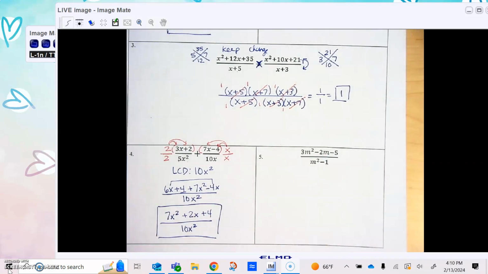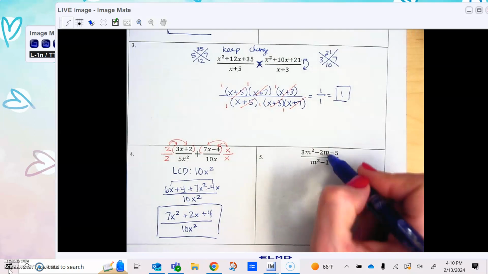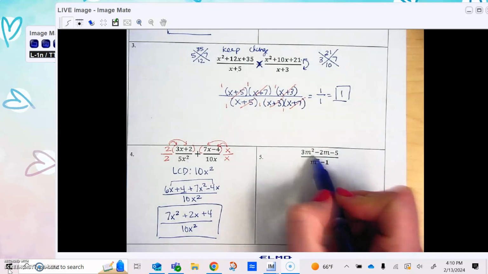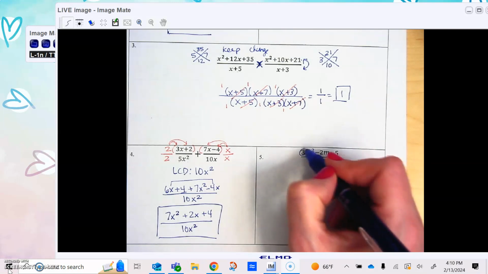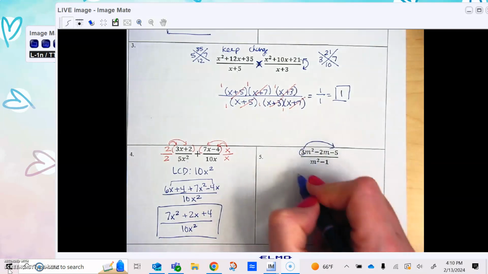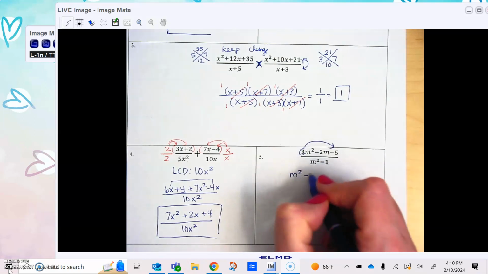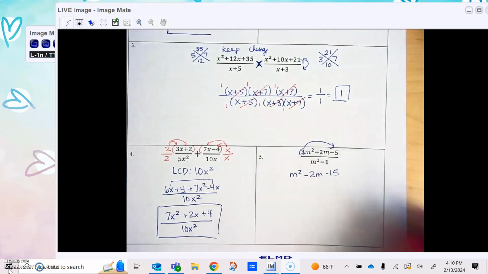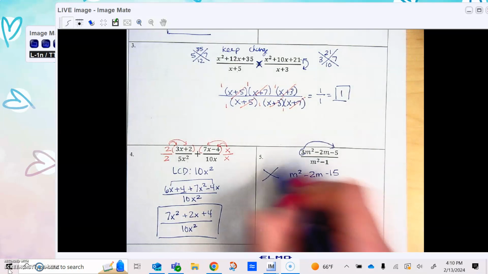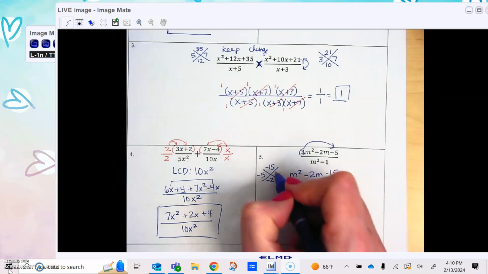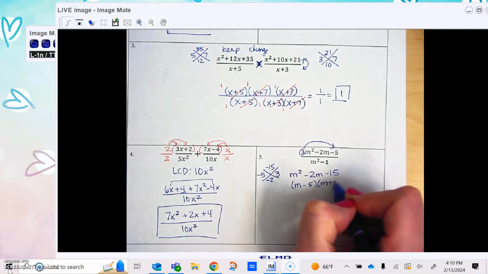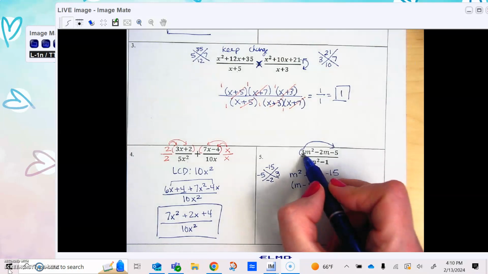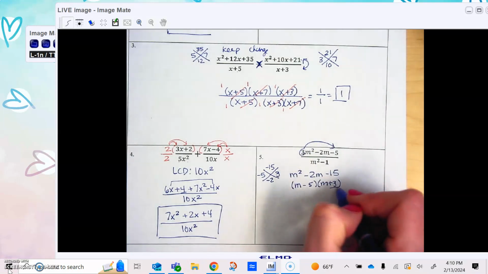In this fraction right here, we need to factor top and bottom. This numerator is a slip and slide. I know because the a value is not 1. So I'm going to slip that down here and multiply. So now do my cross. What multiplies to the last term and adds to the middle, and that is negative 5 and 3. Now divide out this 3 that you multiplied in the beginning.